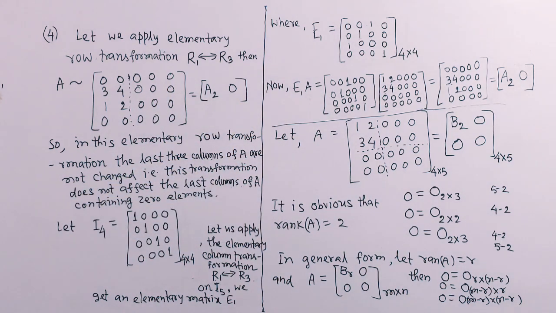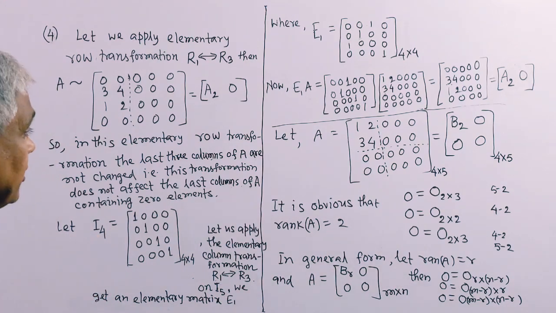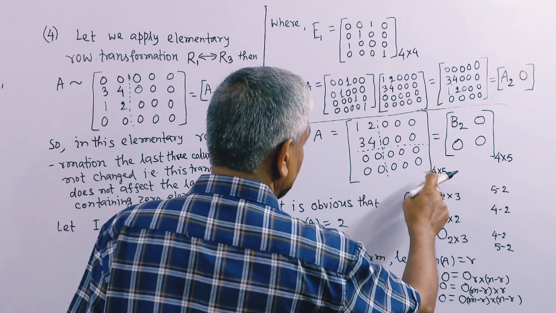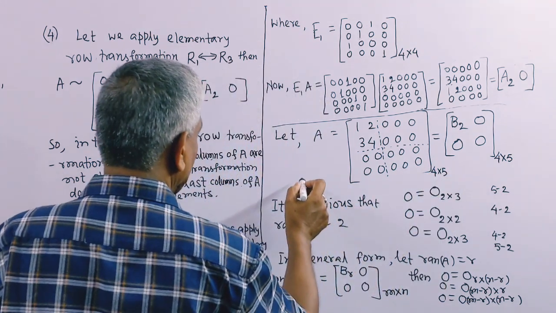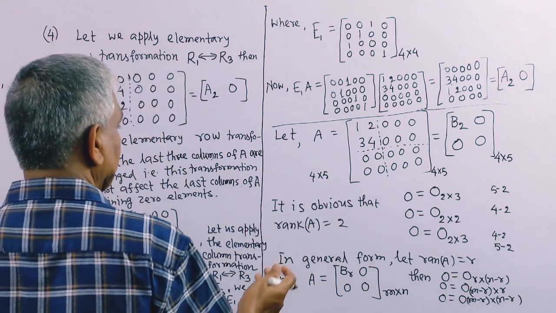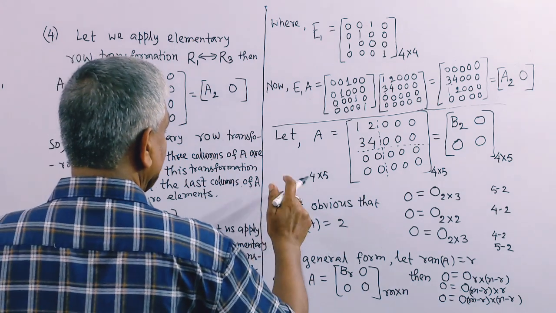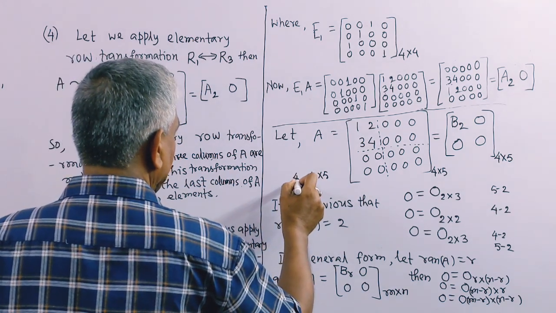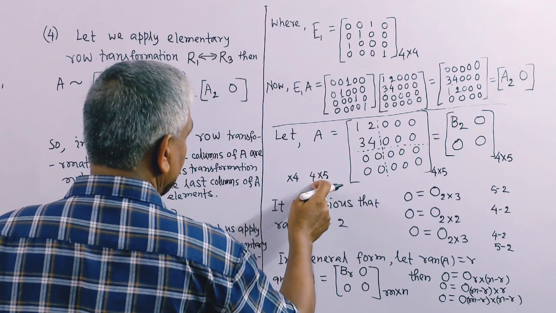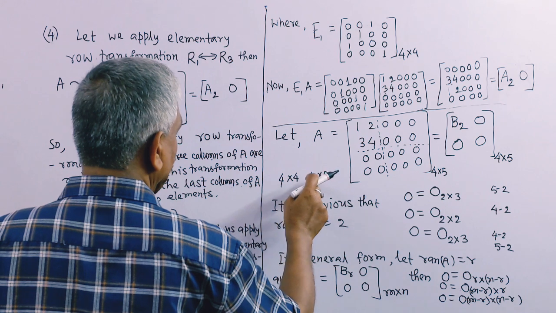Again let I4. In column transformation we have already taken I5, but here I4. Why I4? A is of size 4 by 5. If we multiply any 4 by 5 size matrix with any matrix which is pre-multiplied, the number of columns must be equal to the number of rows of A. So this will be 4 and 4.